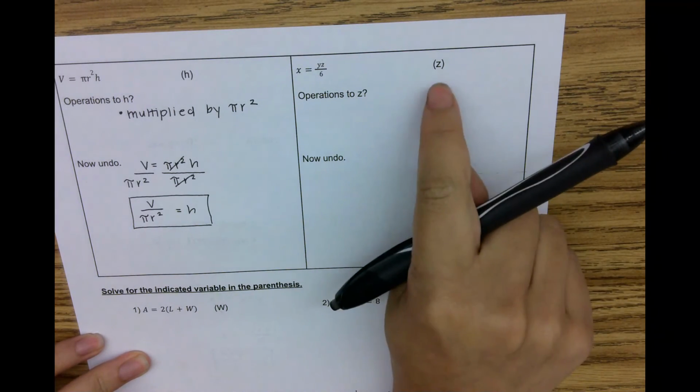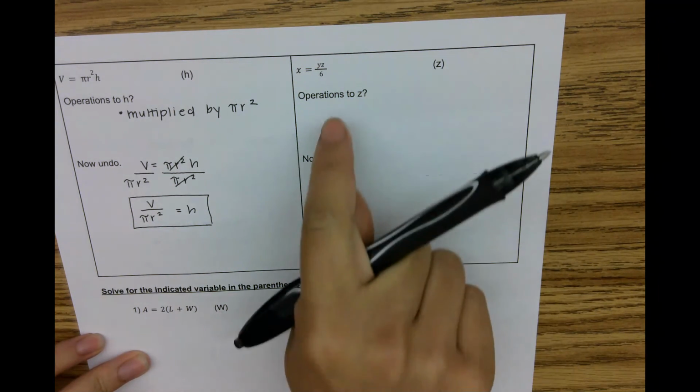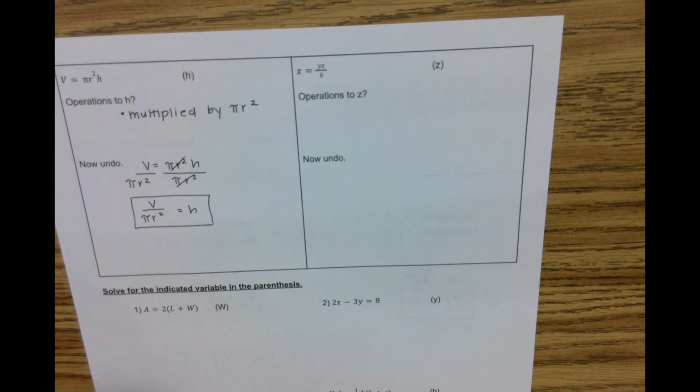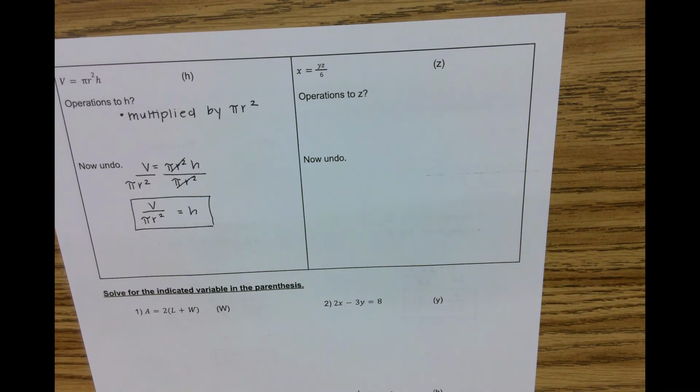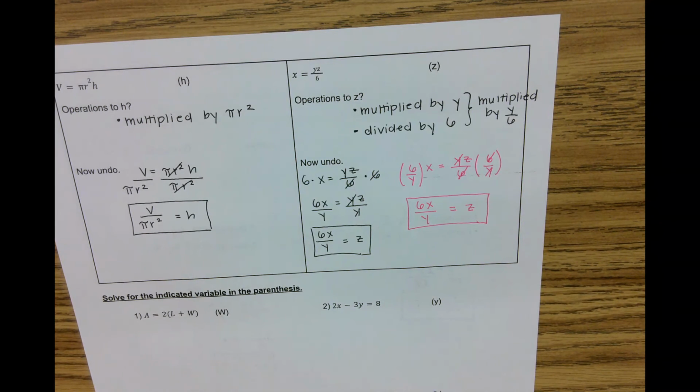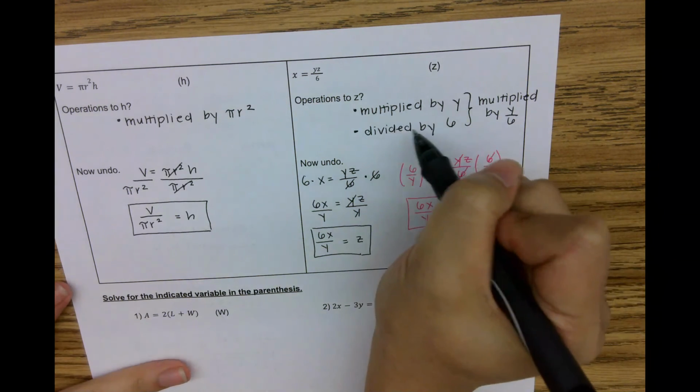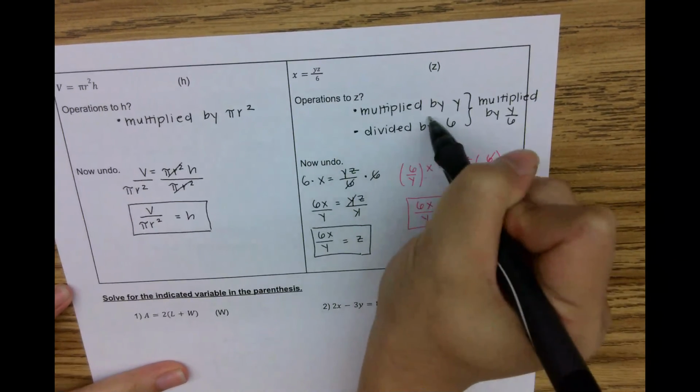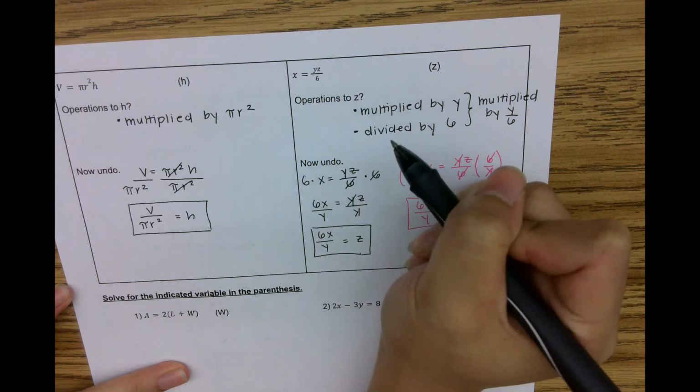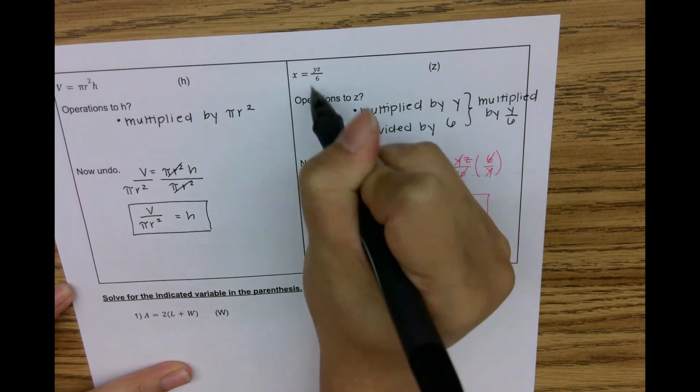So next, try this one. You are now solving for z. So what is happening to z? And then you're going to undo it to solve. Here, what you should notice is that z is being multiplied by y, right, because it's yz, and it's being divided by 6, right?